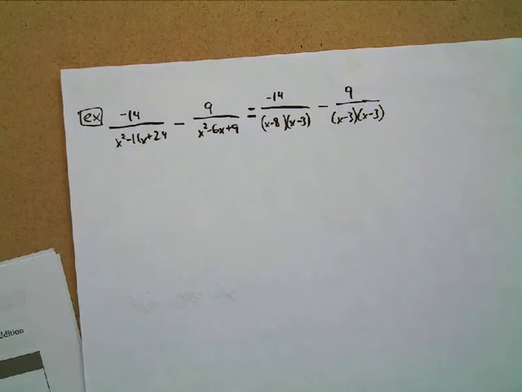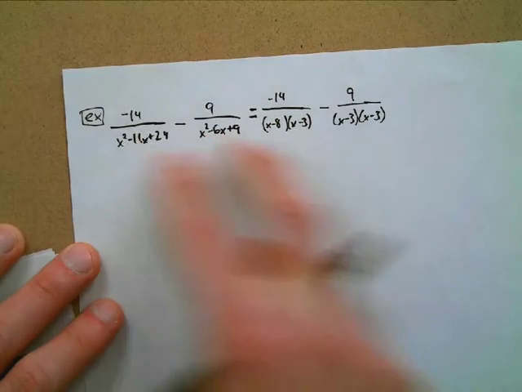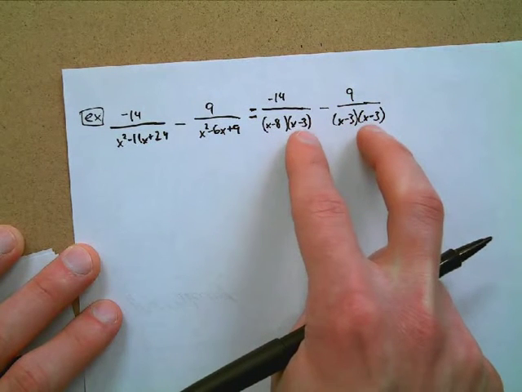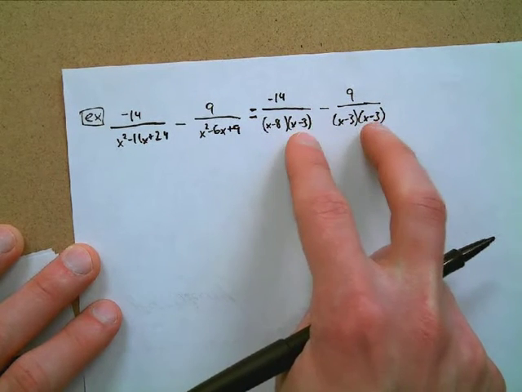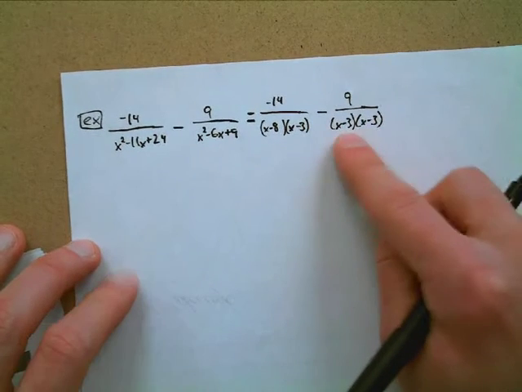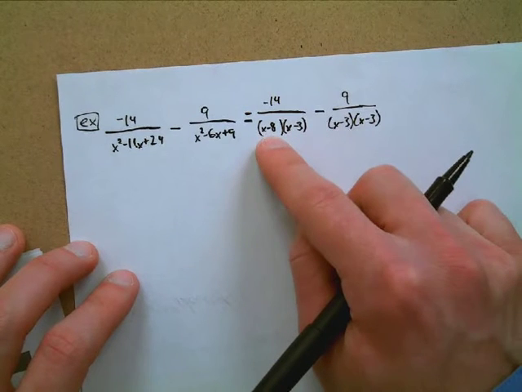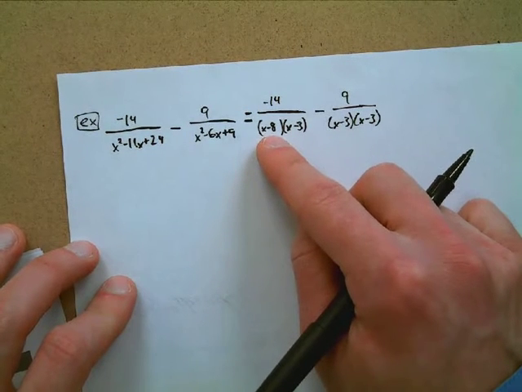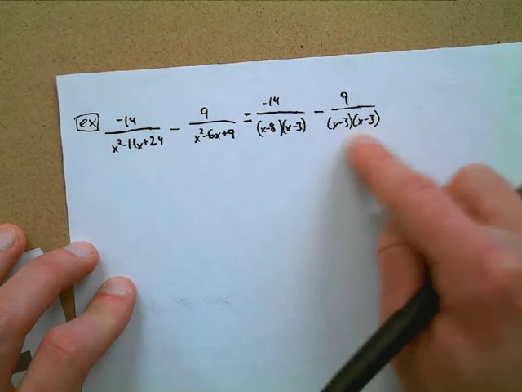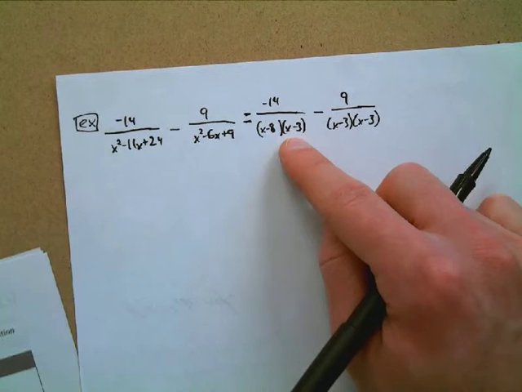Now, these two denominators that look way different from one another actually are more similar than we thought. They both have an x minus 3 factor. But this denominator has two x minus 3s in it, while this denominator has one x minus 3 and an x minus 8. So what is this denominator missing that this denominator has? It already has one x minus 3, but it needs another x minus 3.